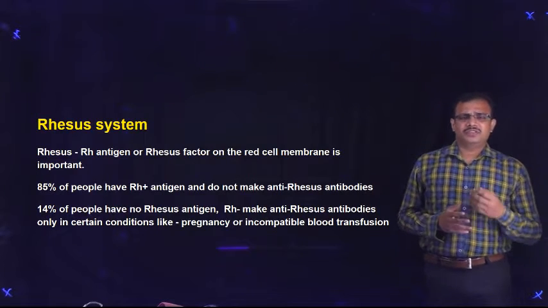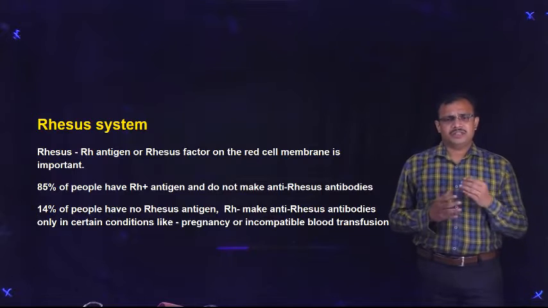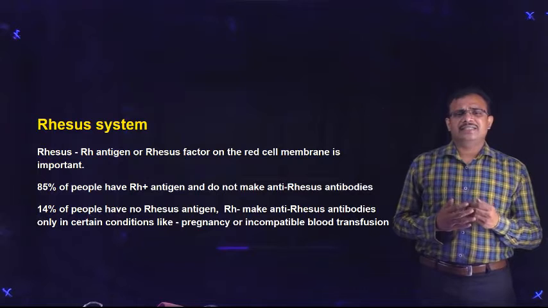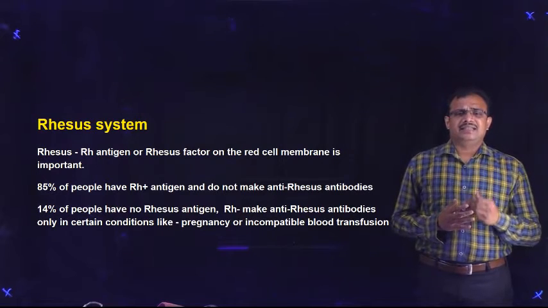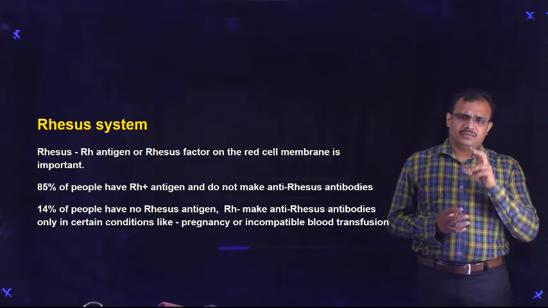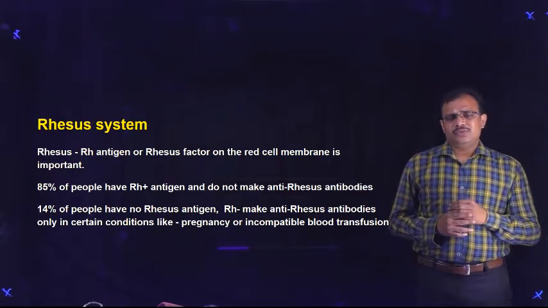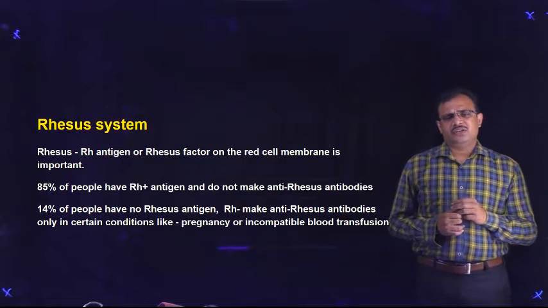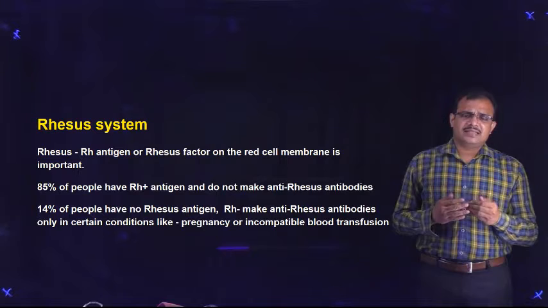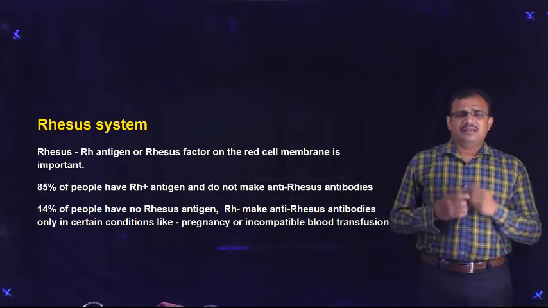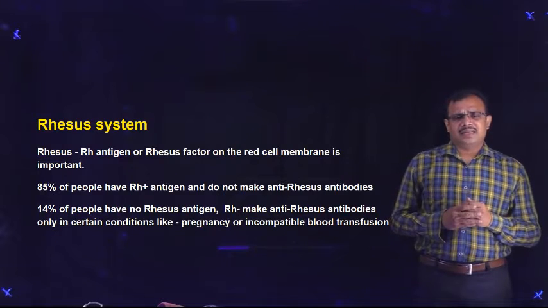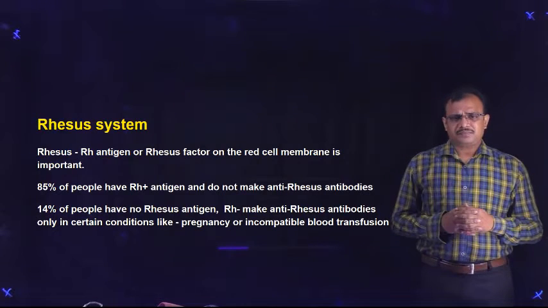What is this positive and negative? The positive, in the sense, it is the presence of an antigen called the rhesus antigen, or it is also called the R antigen. If the red blood cells of the individuals have this R antigen or rhesus antigen, then those individuals are categorized as positive, and if they lack this rhesus antigen, those individuals are categorized as negative.